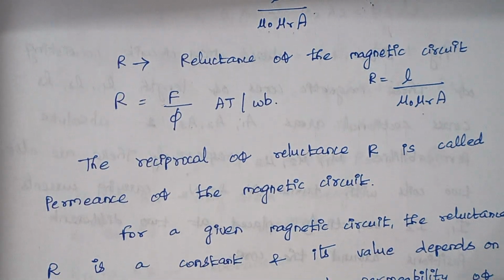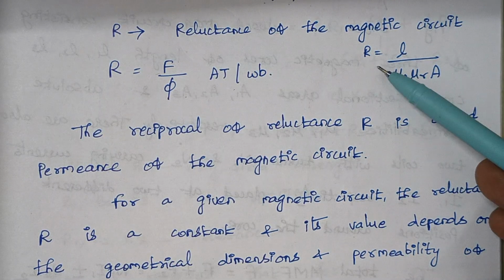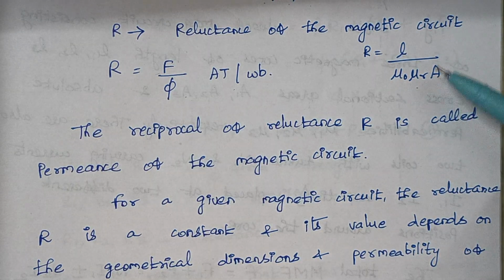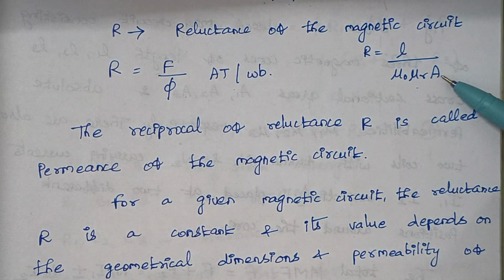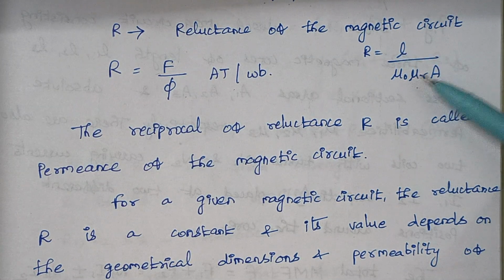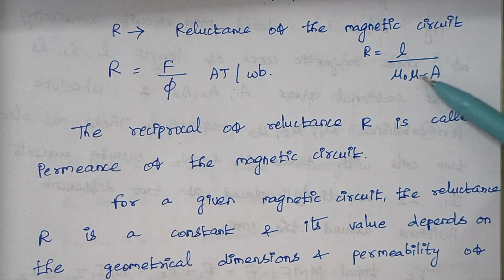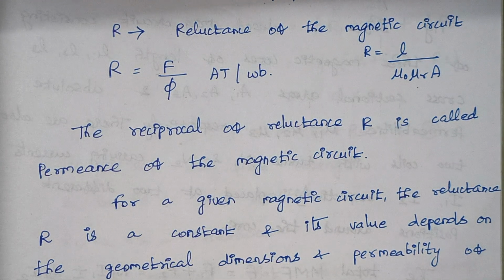For a given magnetic circuit, the reluctance R is a constant because R depends upon L, A and mu naught mu r. The length of the circumference is always fixed. Similarly, the area of the ferromagnetic material is always fixed. That's why we are calling the value of R a constant. And again, depending upon the material, the value of mu r also remains the same. So that's the reason why we are calling the value of reluctance a constant.